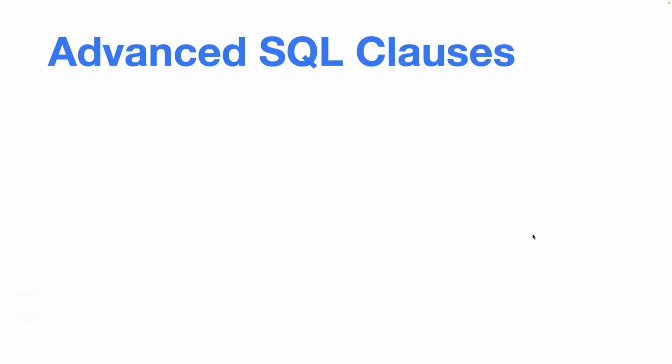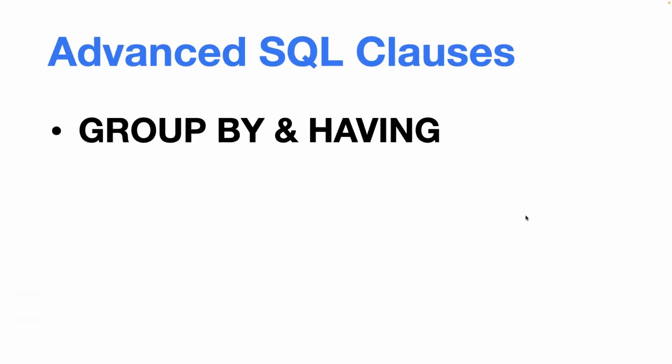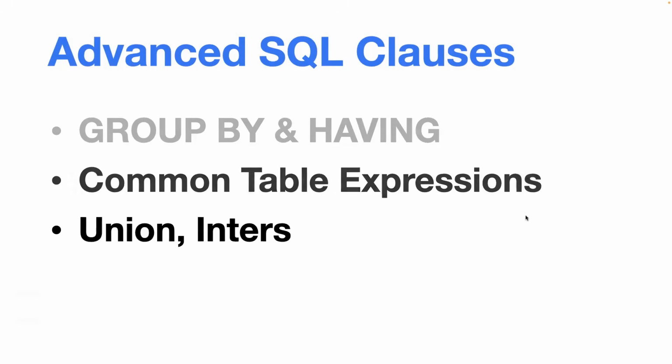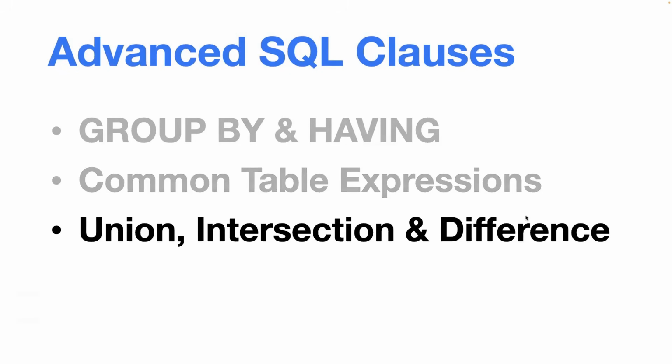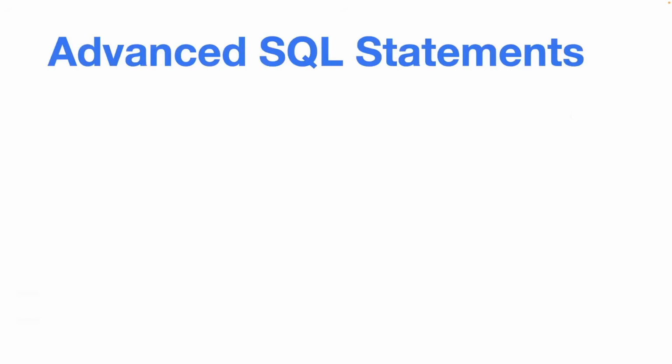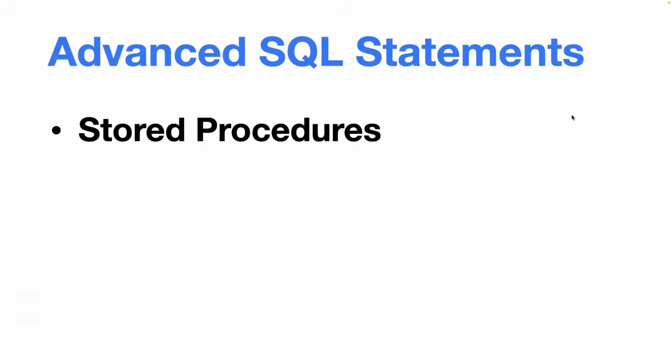Next, we looked at some advanced SQL clauses. We started by looking at the group by and the having clause. Then we looked at creating common table expressions using the with clause. Then we discussed the concepts of union, intersection, and minus. Then we looked at the case clause, which is used to include conditional logic within a SQL statement. So the case, when, then, else clause. Then we looked at some advanced SQL statements. We looked at stored procedures.